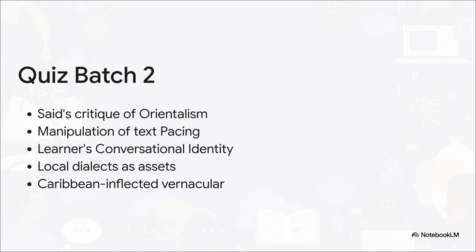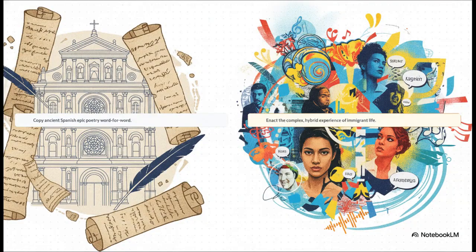I want you to think critically about how your own conversational identity interacts with the text, why local dialects are treated as legitimate artistic assets, and the unique functions of Diaz's specific vernacular. Remember, we are distinguishing between two totally different literary approaches here. The goal of using modern vernacular isn't to just copy ancient, rigid historical traditions word for word. No, it's to authentically enact the complex, hybrid experience of life as it is actually lived and spoken today.